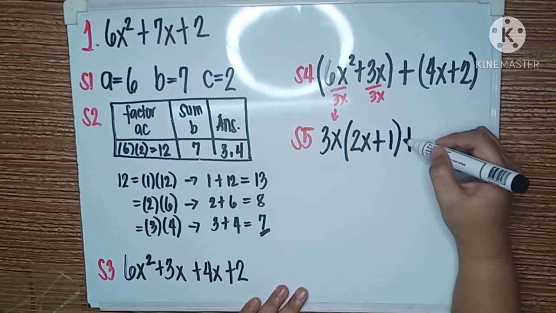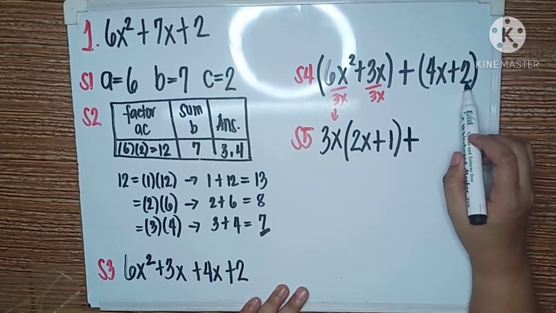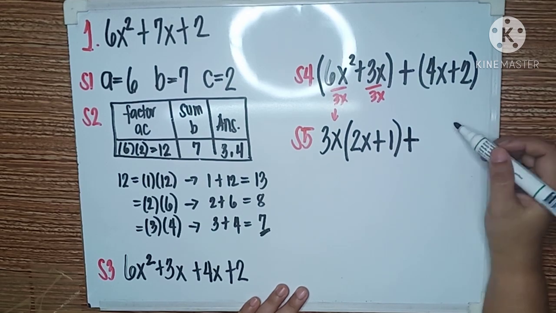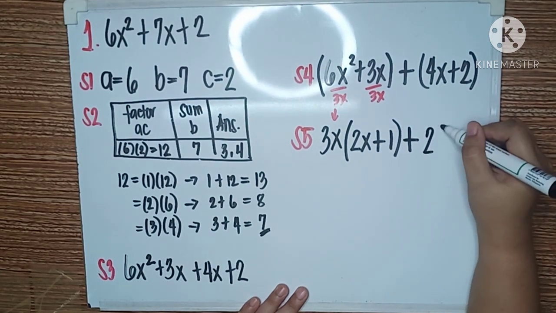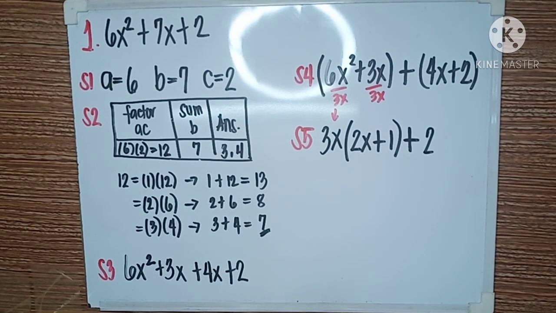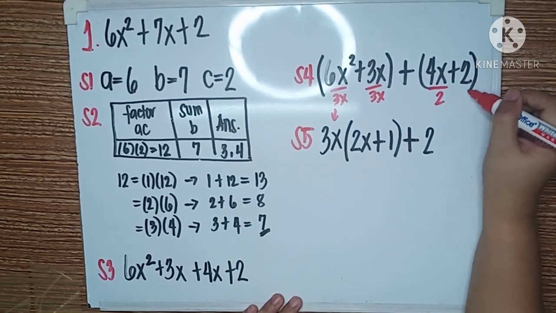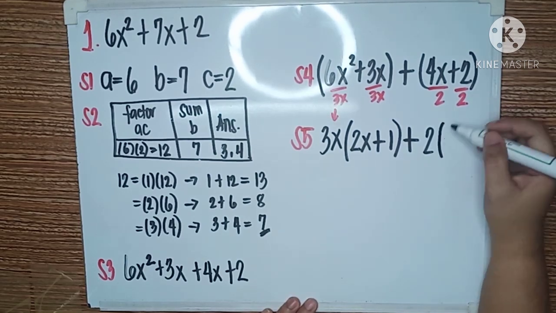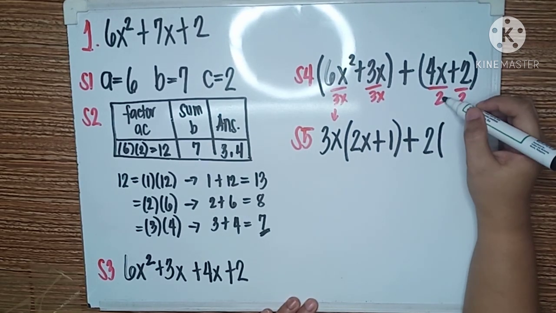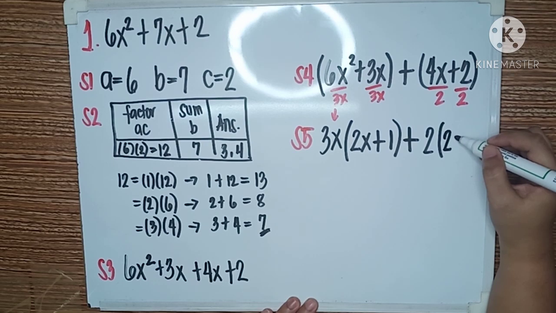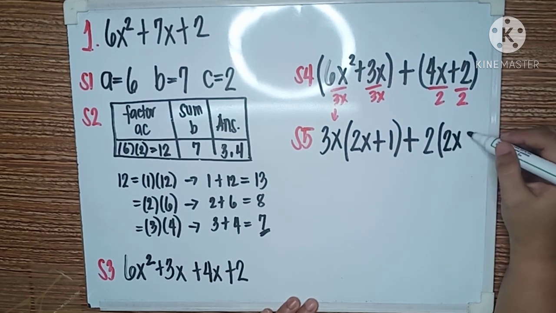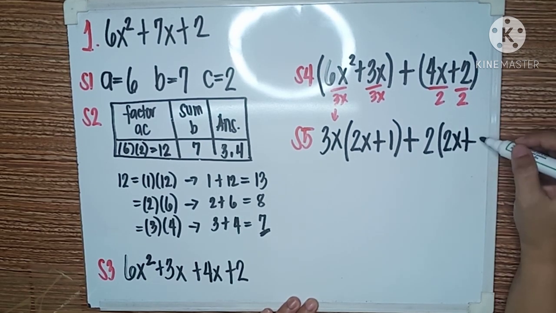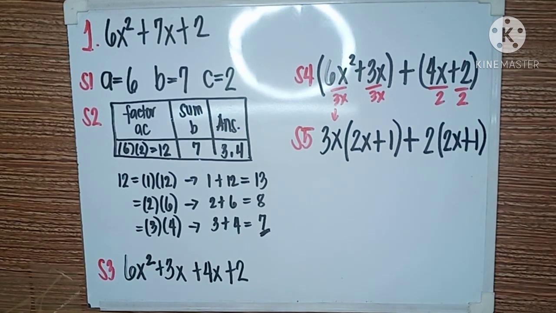Copy natin yun. Plus. For 4x and positive 2, the GCF is equal to 2. Okay, and then divide ulit natin both by 2. 4x divided by 2, 4 divided by 2 is 2. And then copy si x. Plus 2 divided by 2 is 1. And this is step 5.